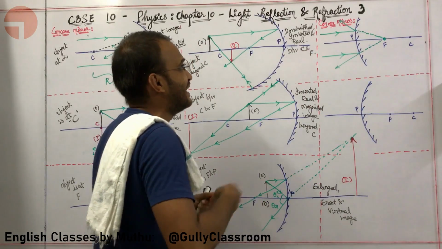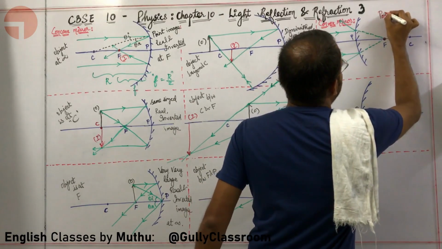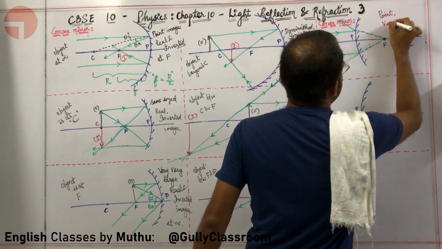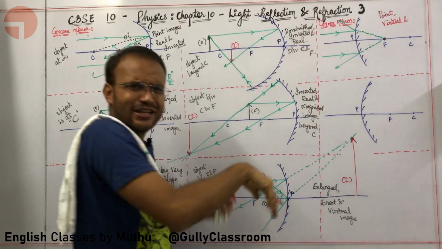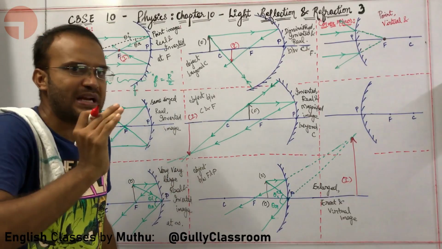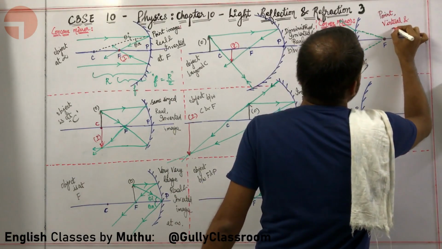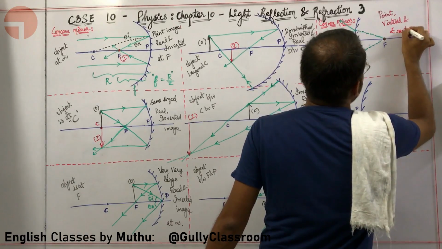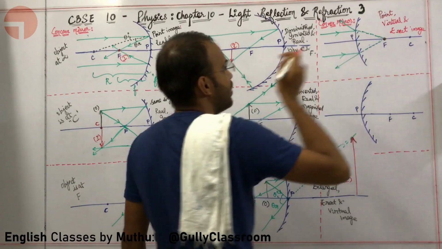So, you are getting a point image, not just any point image. You are getting a point, virtual and erect. All virtual images are erect, all real images are inverted. You need not have any doubt in this particular idea. So, point, virtual and erect image is getting formed over here.